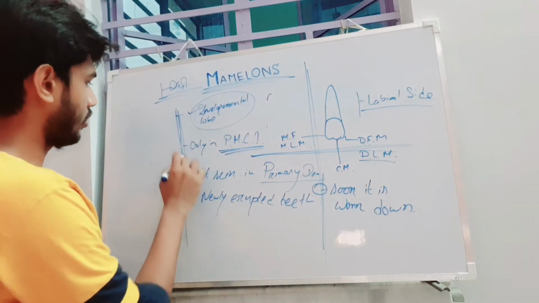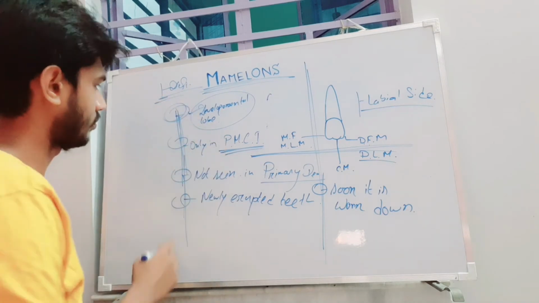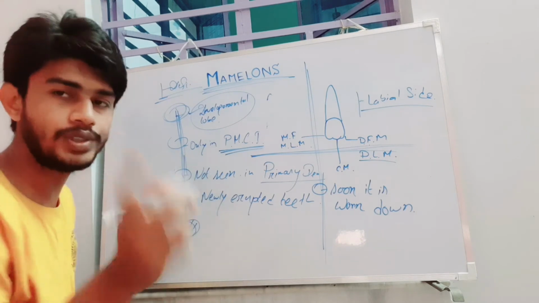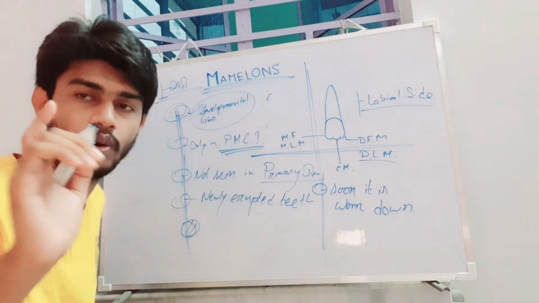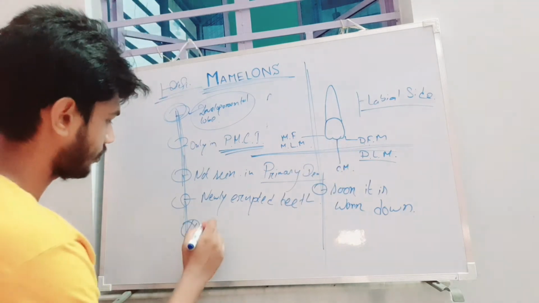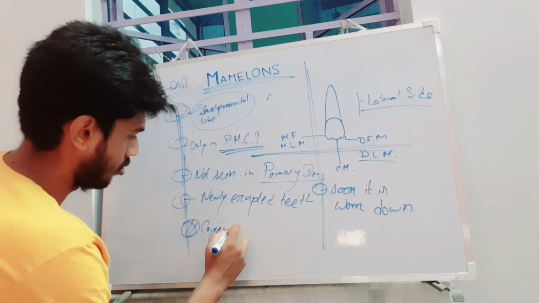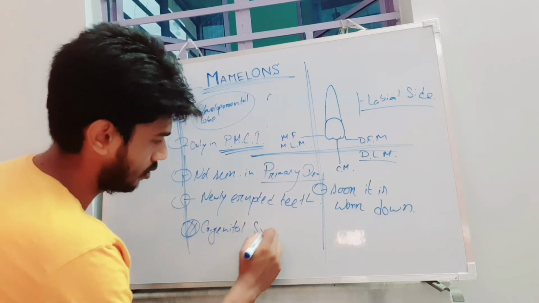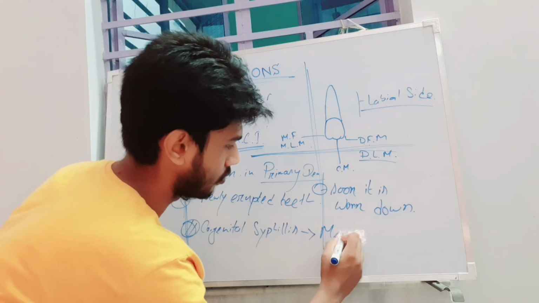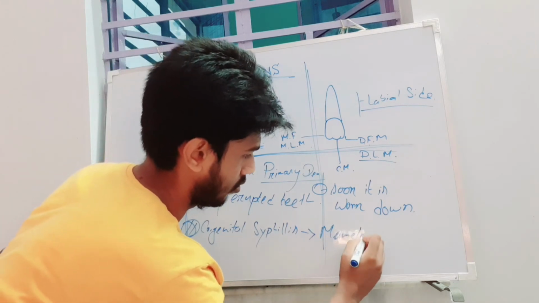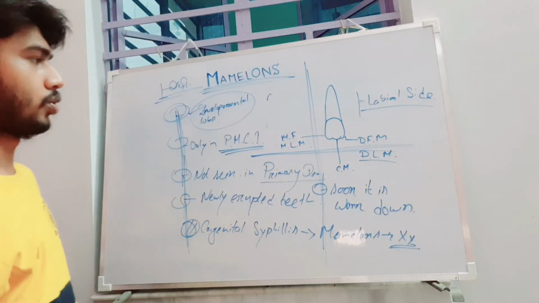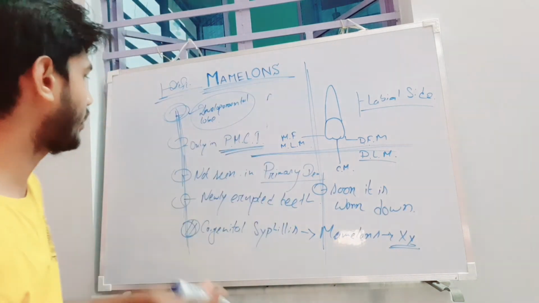You can collect all the points, guys. And the last point: in congenital syphilis, mamelons are not present, or the central mamelon is absent.